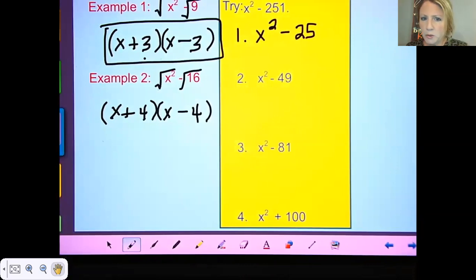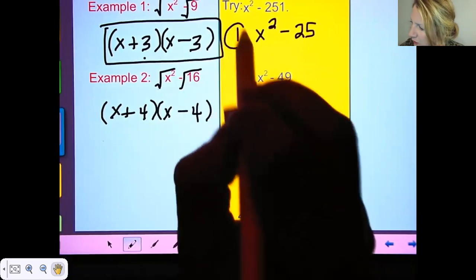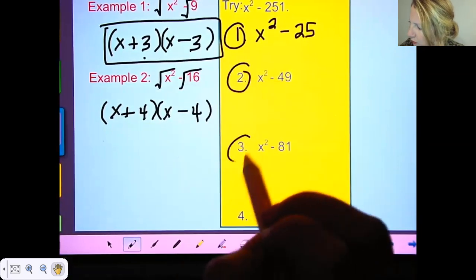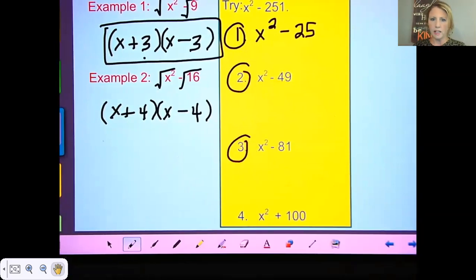So go ahead, and I just want you to try numbers 1 and 2 for now. Oh, you can go ahead and do 1, 2, and 3. So go ahead and try 1, 2, and 3. Make sure you understand this concept. And I'll wait just a moment, let you guys pause the video, work these out, and then you can start the video back and check your answers with mine.